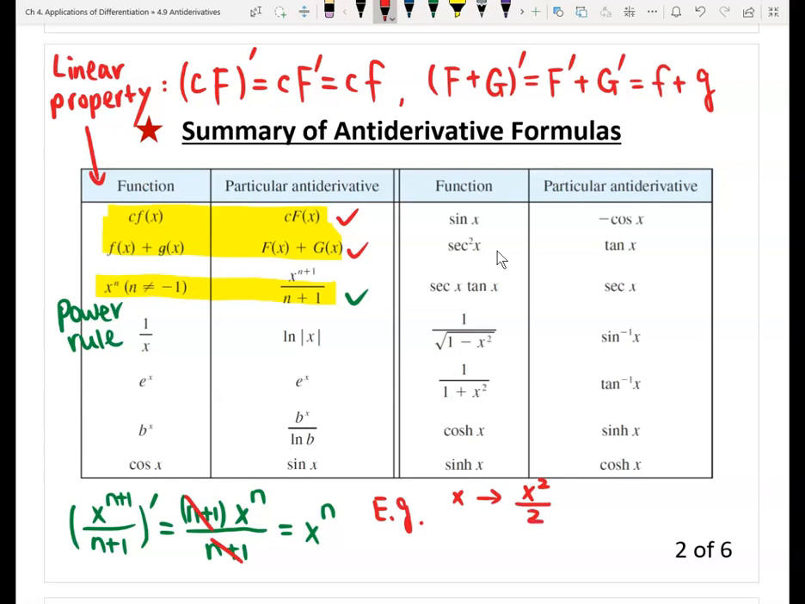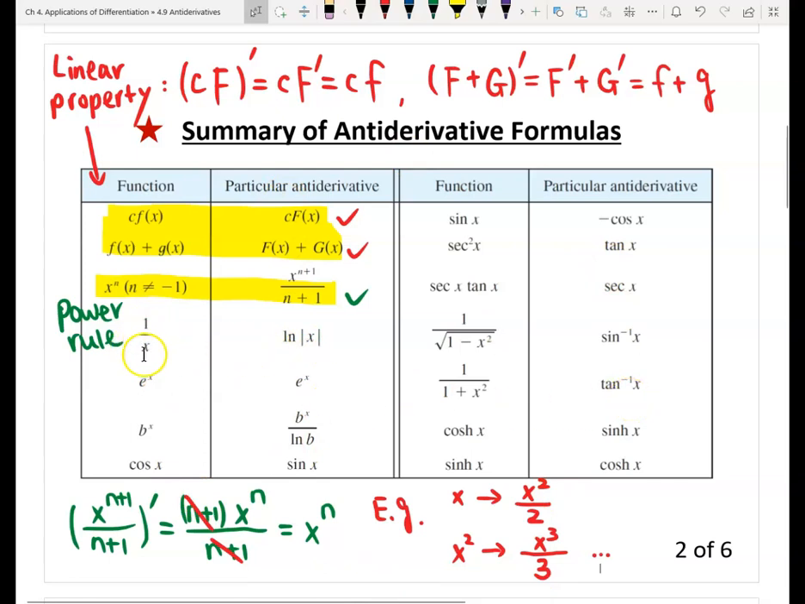Let me give you one more. If I give you x squared as the original function, can we find a particular antiderivative? It's a power function, right? The power rule says to increase the power by 1, so the new power is 3, and then divide by the new power, which is 3. If I give you x to the fourth, it is the same. Okay, moving on. Now let's go through all these other formulas.